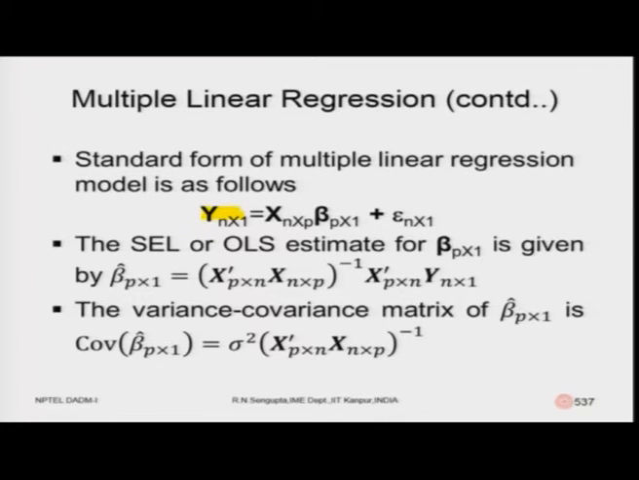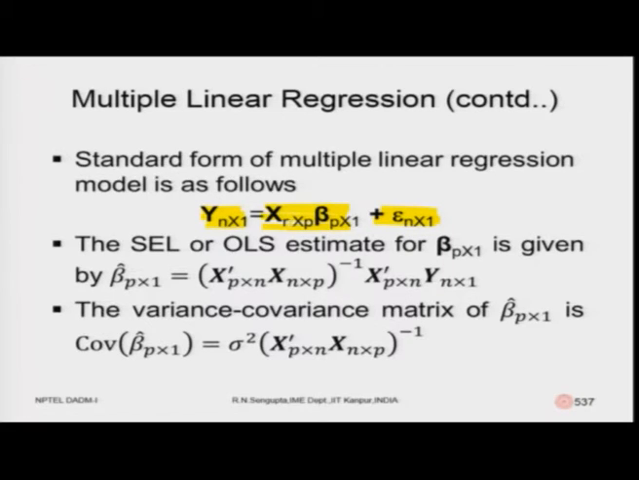y, which is the dependent variable, is dependent on x and then an error term. If you just note down, which I would like to highlight, the sizes of the vectors and matrices: Y is of size n cross 1, x is of size n cross p, beta is of size p cross 1, and epsilon is of size n cross 1.